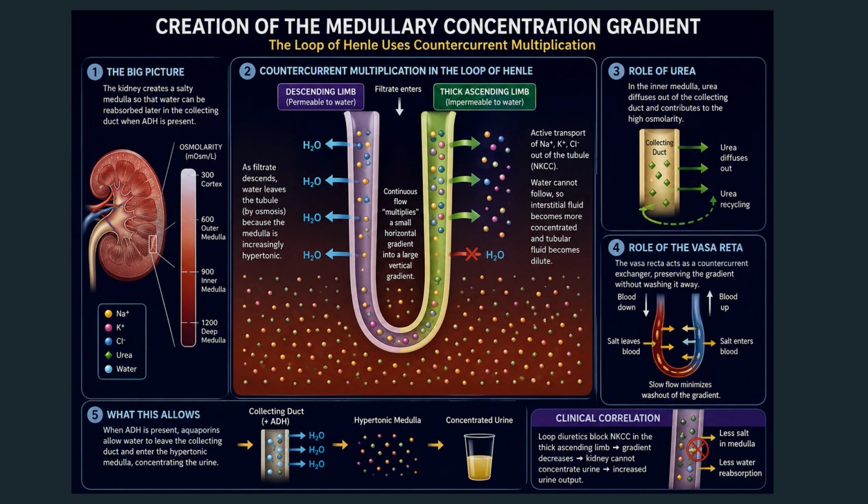Now, this gradient becomes incredibly important later in the collecting duct. When ADH is present, aquaporin channels are inserted into the collecting duct. Water can then leave the collecting duct and move into the hypertonic medulla. As the water is reabsorbed, urine becomes concentrated. Without the medullary gradient, ADH would not be able to conserve water effectively. The kidney would lose massive amounts of free water. There are two additional players that help maintain this gradient.